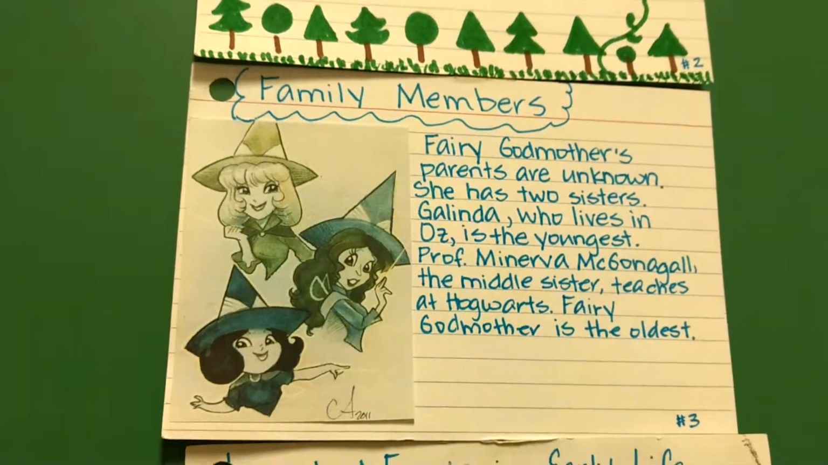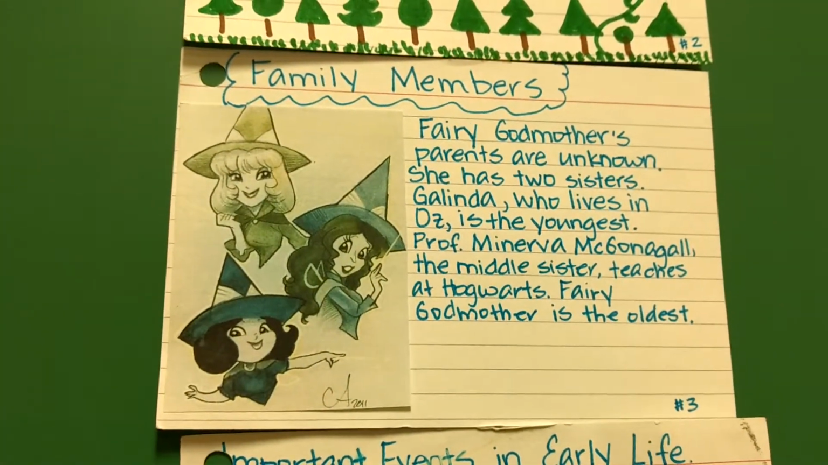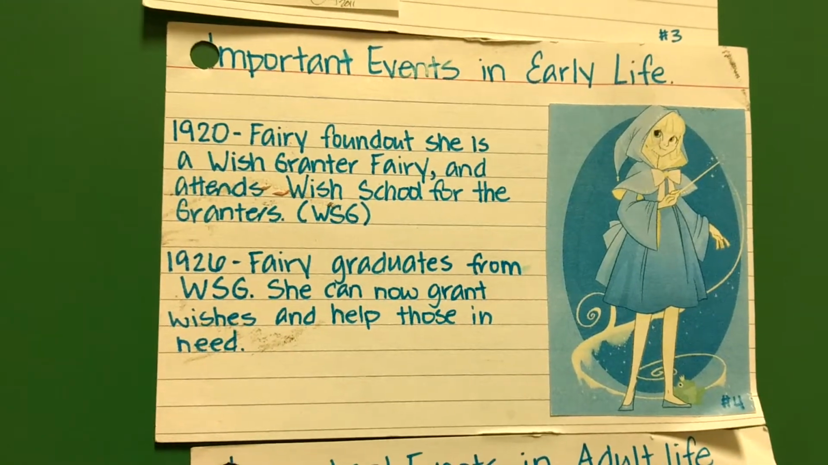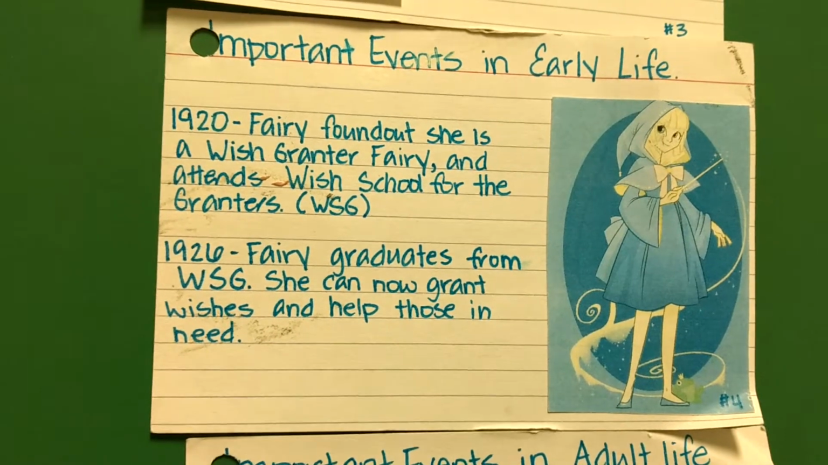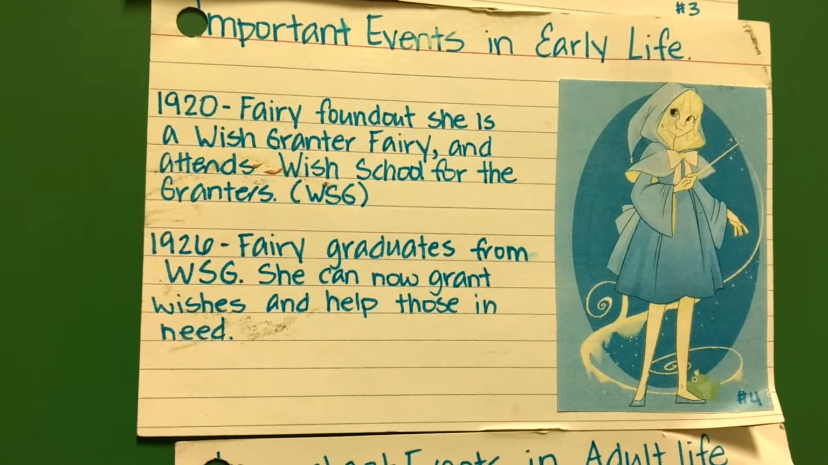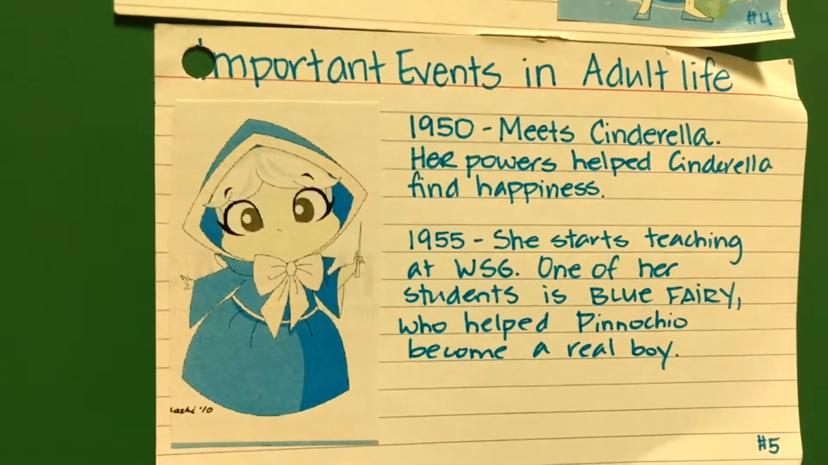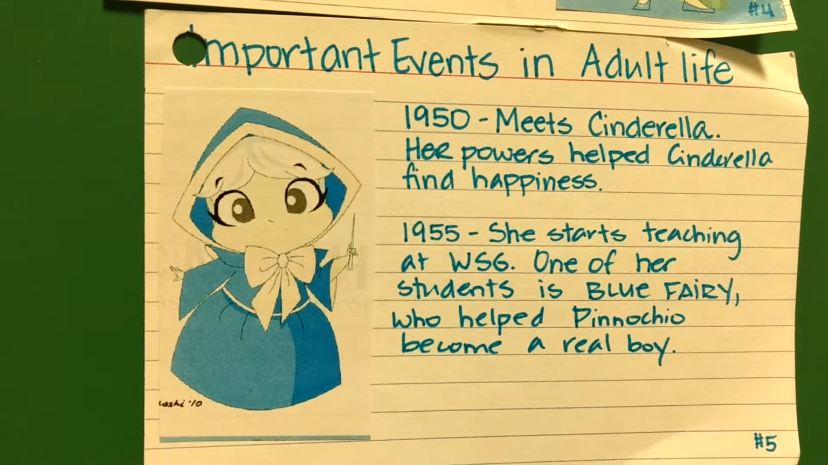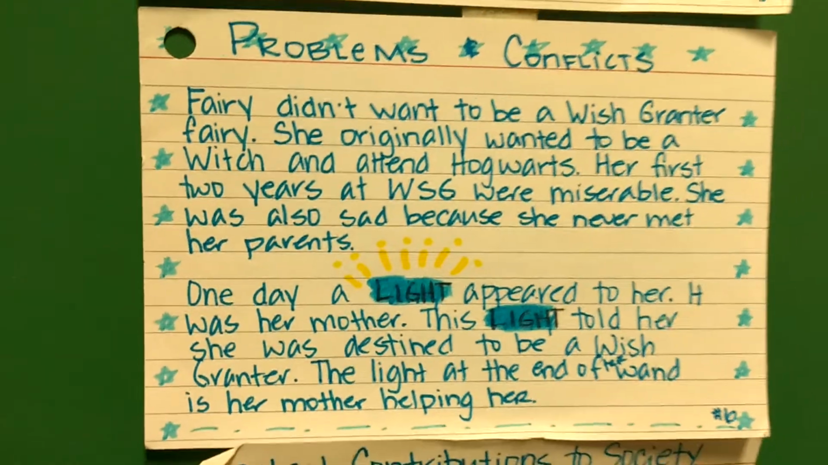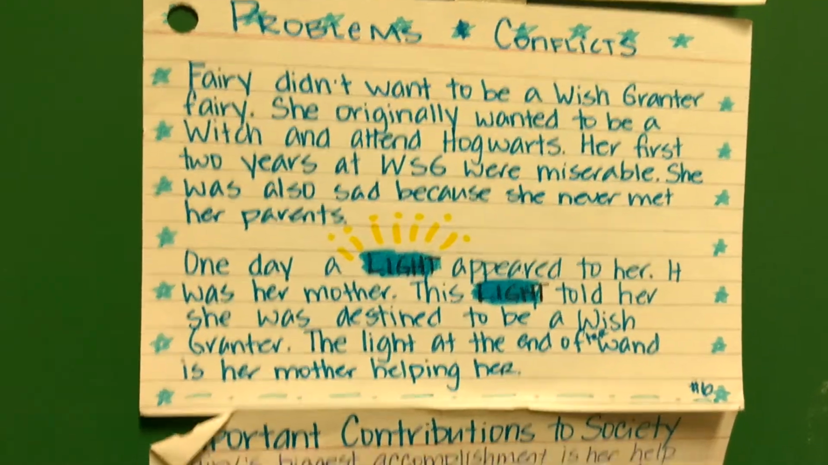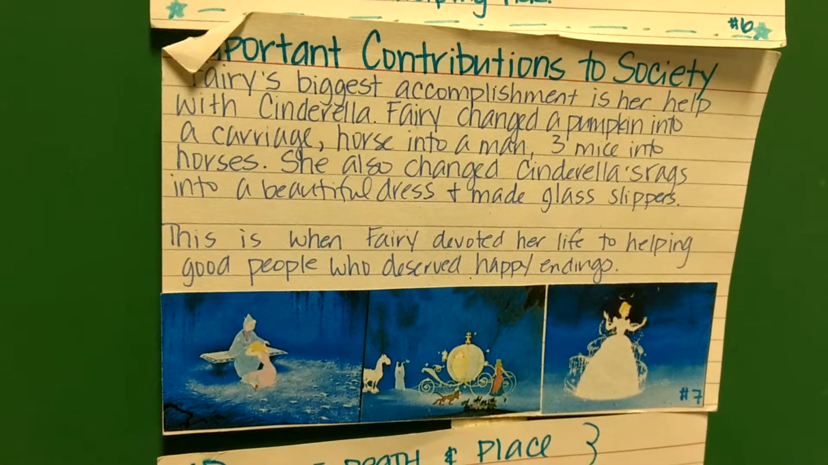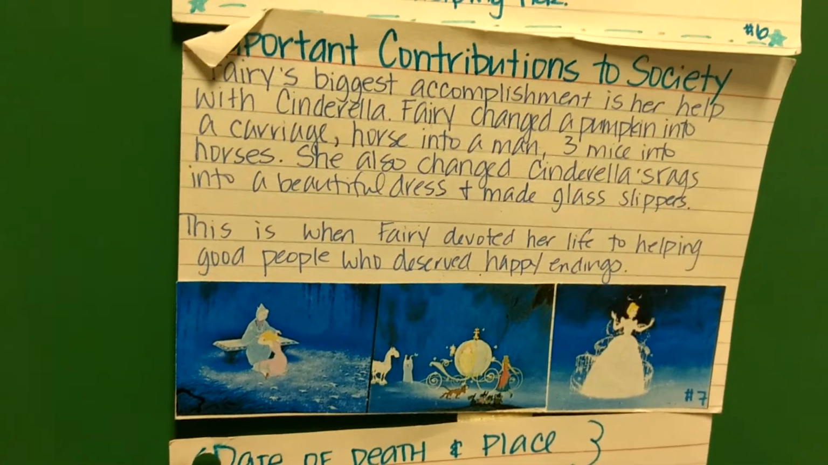The next card is their family members, also has an illustration. Next card has the important events in their early life, so when they're young. So as you can see, fairy godmother, there she is when she's young, and at least 2 events. Now their adult life, and there she is, she's a little bit older. Problems and conflicts, any problems that their person has gone through or conflicts.